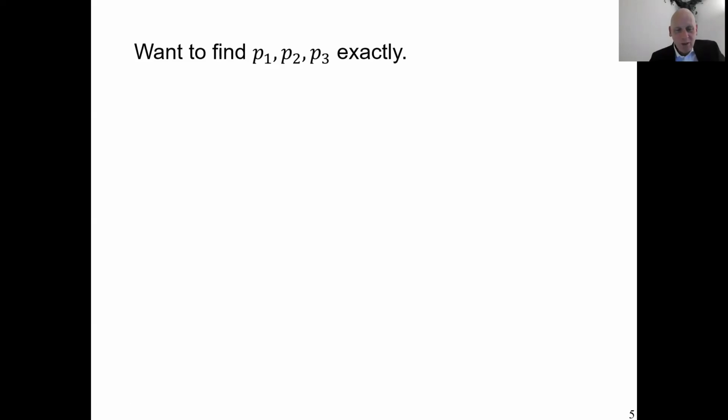Well, we are more choosy, more demanding than what we did so far. We would like to find out exactly what P1, P2, P3 are. So far we found inequalities, but that doesn't give very much information yet. We want to find out exactly what they are. Then we assume that we are in an experimental heaven. Let me explain what I mean.